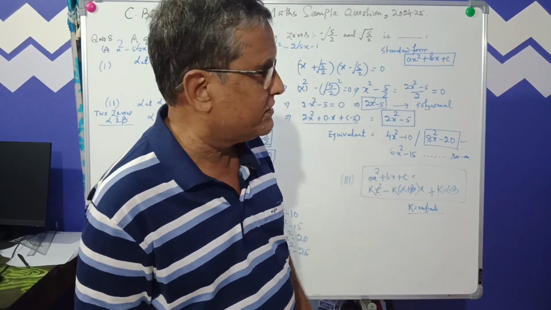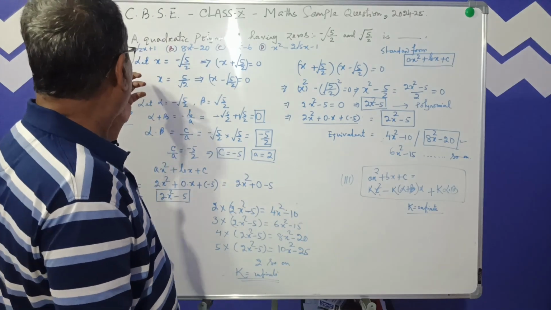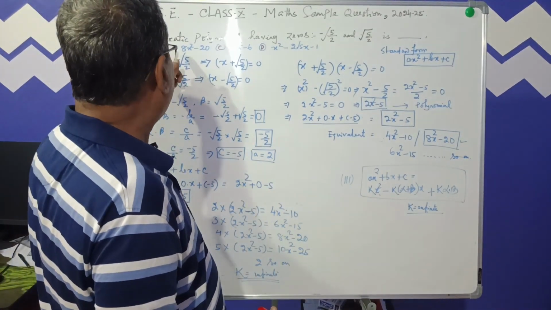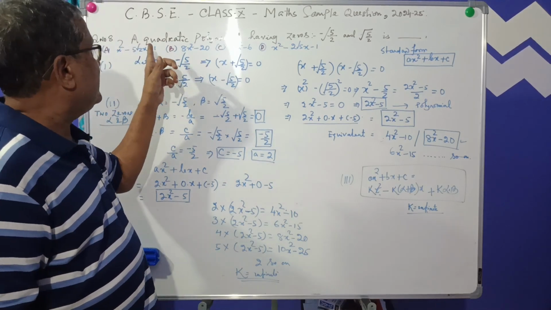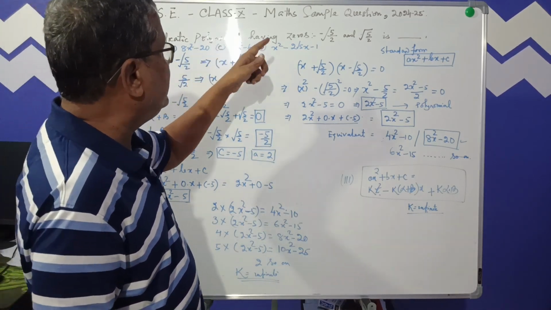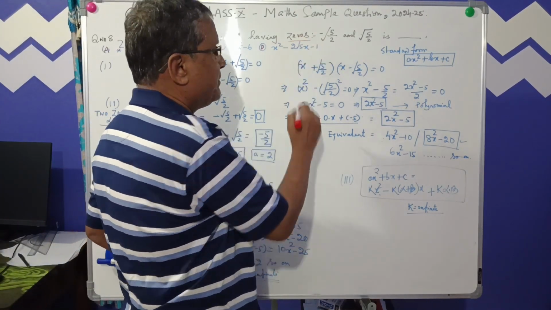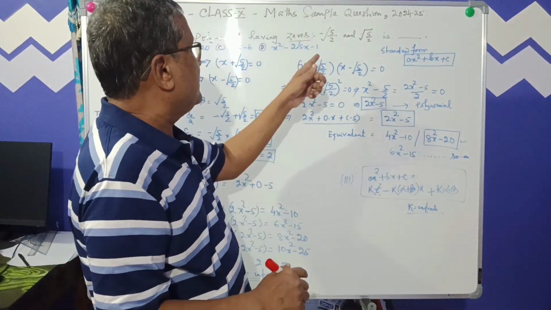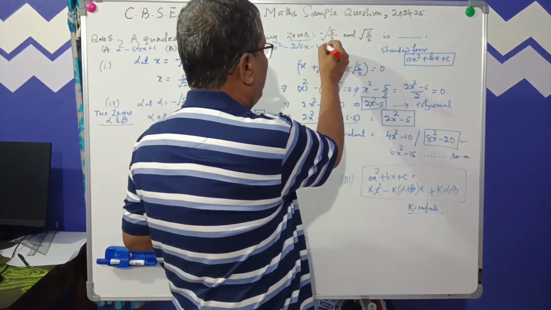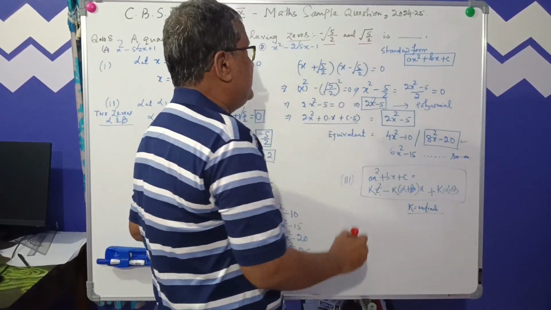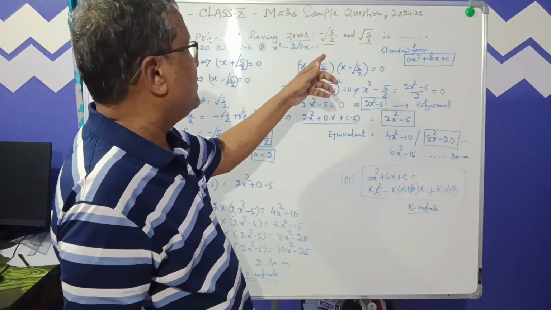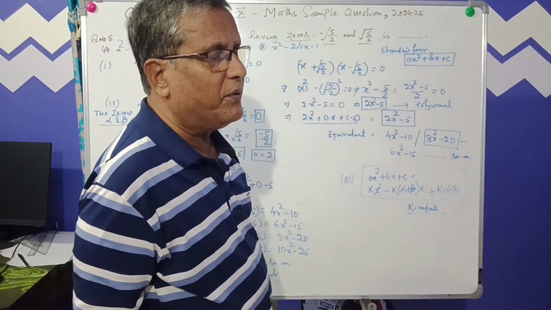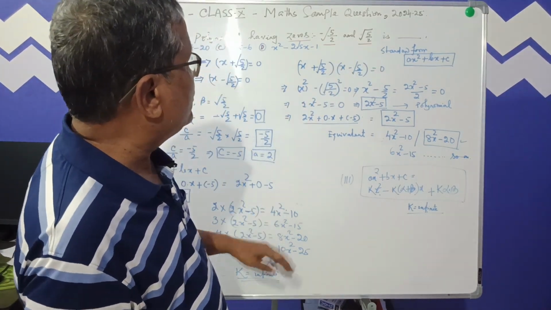Let's read the question and discuss different methods or approaches to arrive at the result. A quadratic polynomial having zeros. In case of a polynomial, we call it a zero. This is a zero of the polynomial. So the two zeros are minus root 5 by 2 and root 5 by 2. Okay, there are two roots.